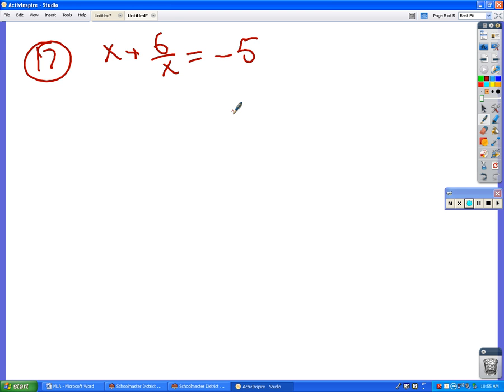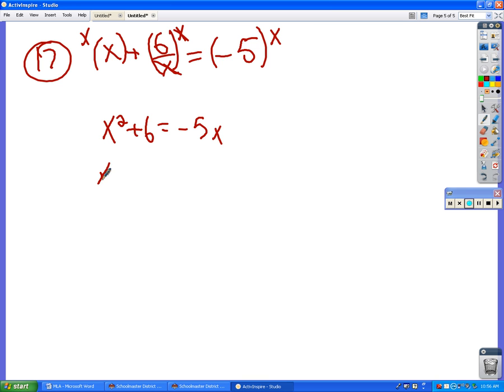Okay, 17. What do you have to multiply by? X. Yeah, all you have to do is multiply by x because x is the only thing on the bottom here. So I'm going to multiply this by x, this by x, and this by x. So x times x is x squared, and this one the x's cancel plus 6, and this one you get -5x. Swing the 5x over there, and then this one will factor.